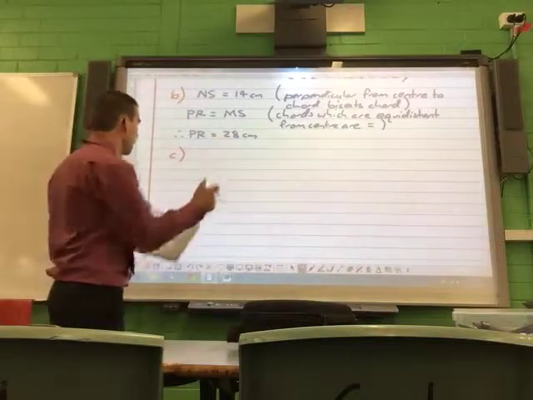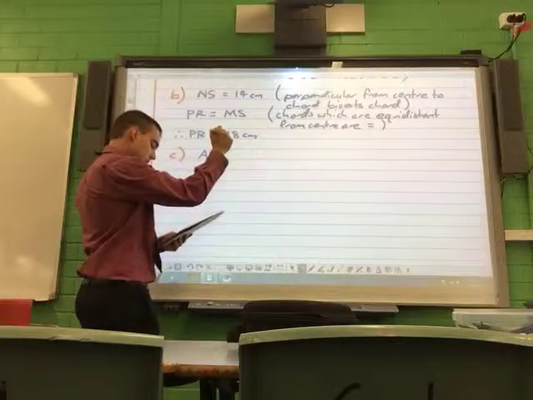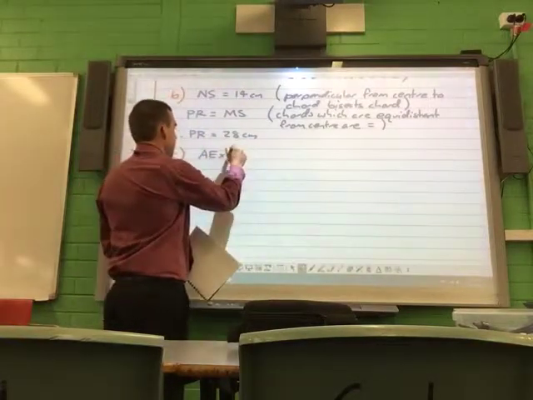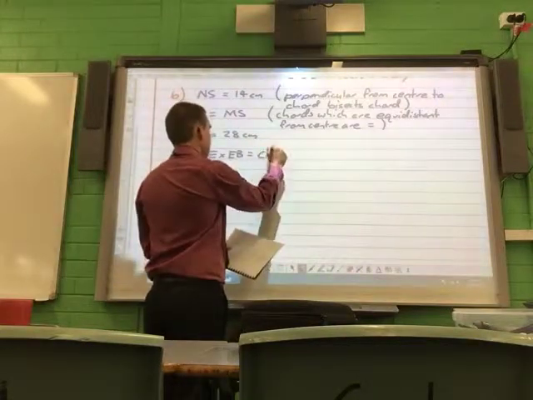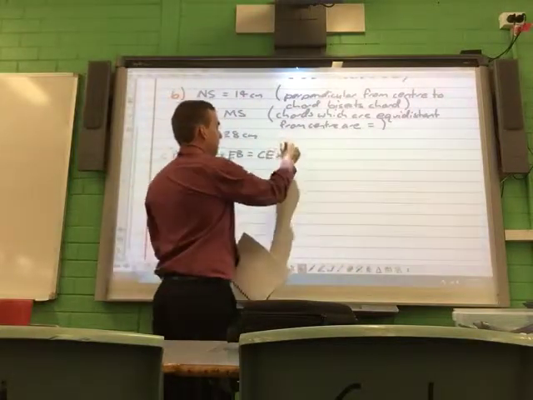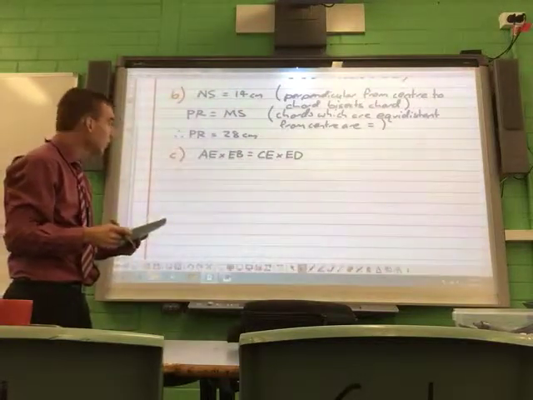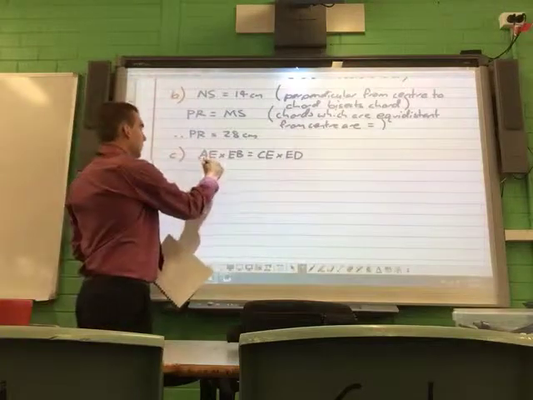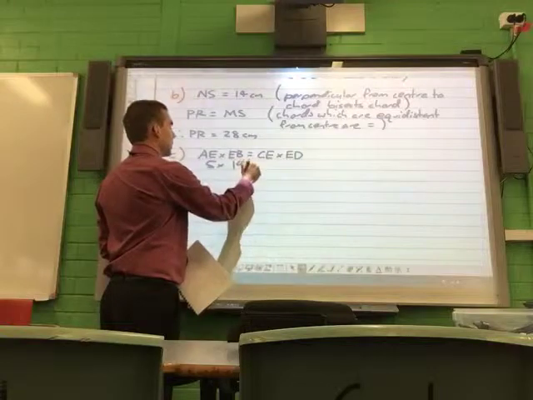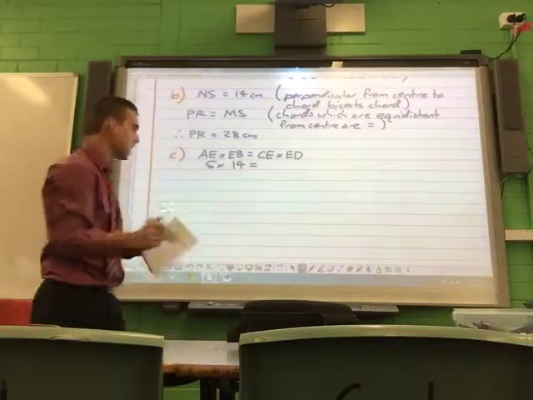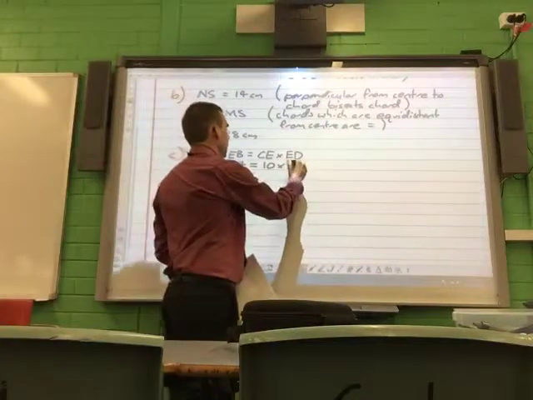Right, so AE times EB is going to equal CE times ED. Right, so AE is 5, EB is 14, is equal to CE, which is 10, and ED is what we do not know yet.